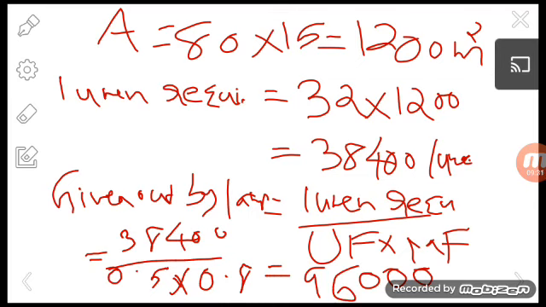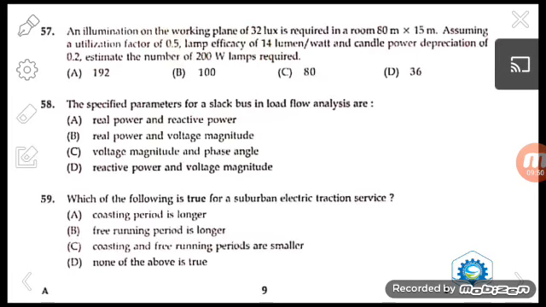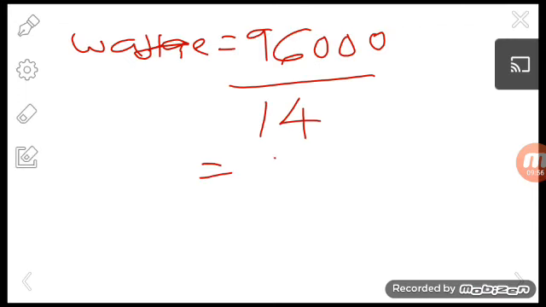And for calculating the total wattage, the total wattage of the lamps required will be the total lumens given out by the lamp, that is 96,000, divided by the efficiency of each lamp, that is 14 lumen per watt. It is already given in the question here. So that we will get it as 6857.